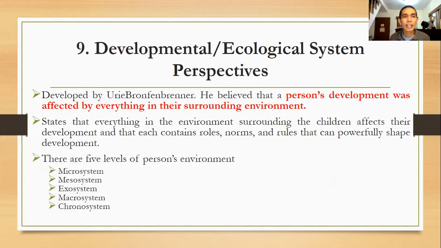All right. So nine. The ninth theory is the developmental or ecological system perspective. Developed by Urie Bronfenbrenner, he believed that a person's development was affected by everything in their surrounding environment. Okay? It states that everything in the environment surrounding the child affects their development and that each contains roles, norms, and rules that can powerfully shape development. And there are five levels of a person's environment.